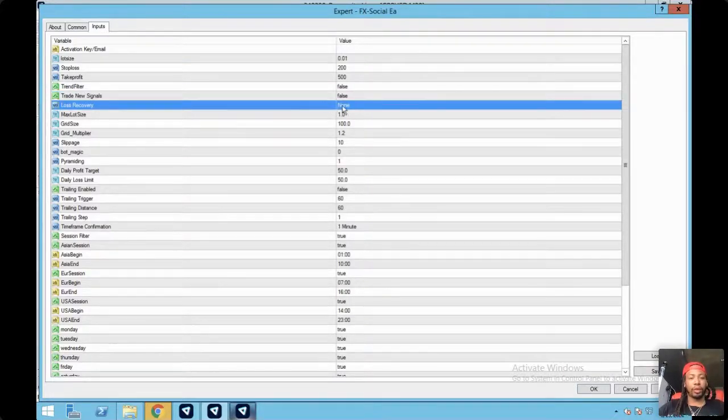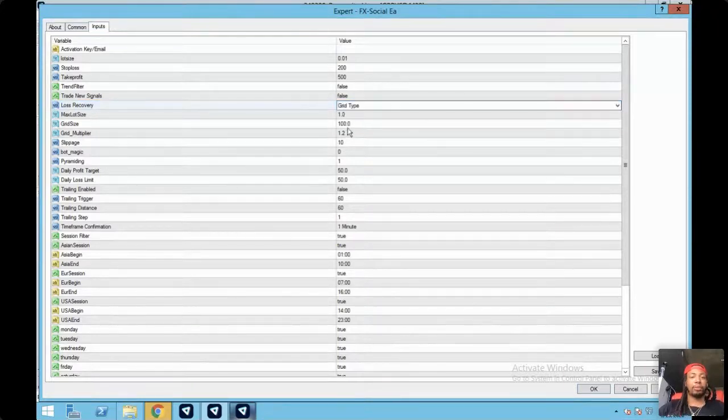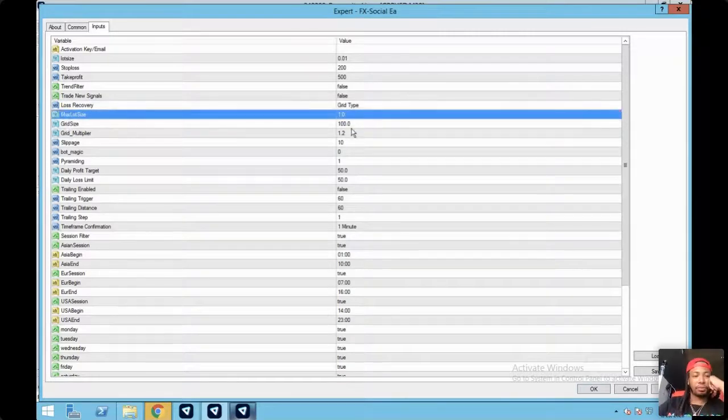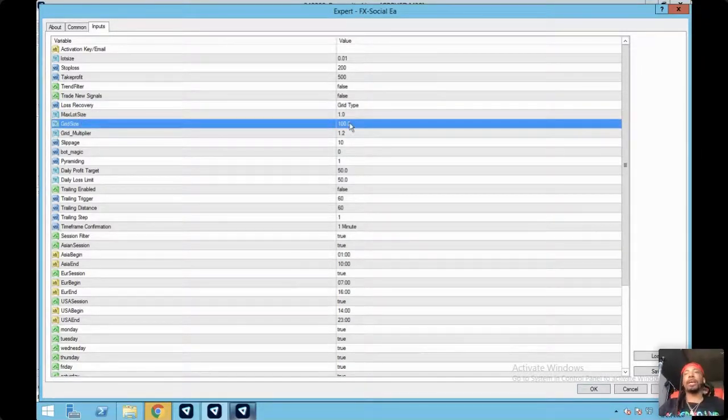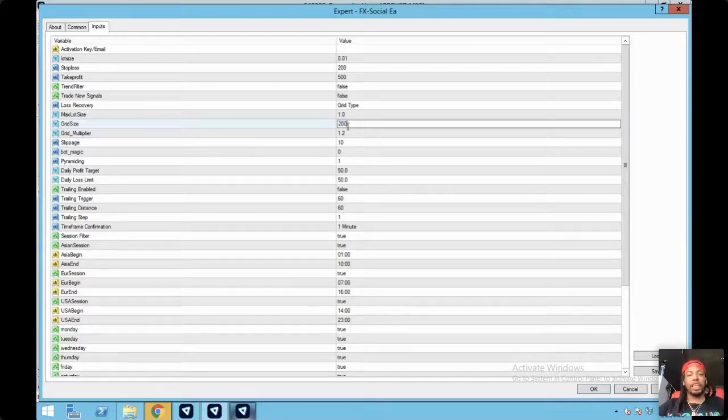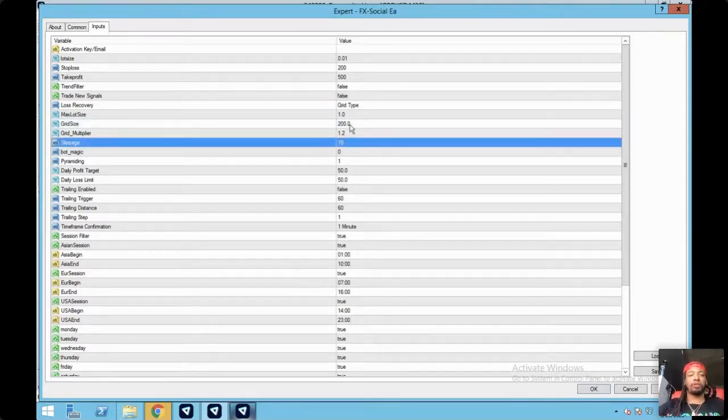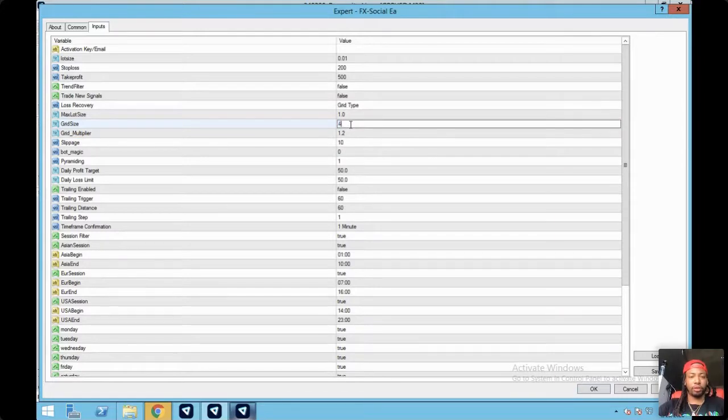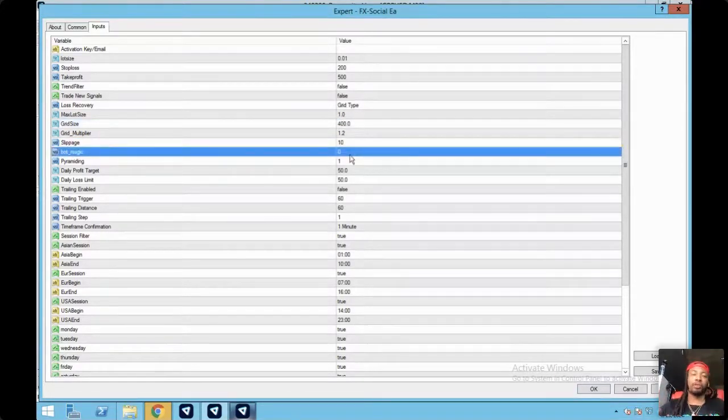Loss recovery, I pick grid size, grid type. Max lot, you can keep it at 1.0. Grid size, now what grid size does is every 10 pips, for example, let's say it's 100 right here. That means that every 10 pips, because remember we're going points, it's going to take a recovery trade. So if I put it at 200, every 20 pips, it's going to take a recovery trade. If I put it right here, let's say 400, every 40 pips, it's going to take a recovery trade.